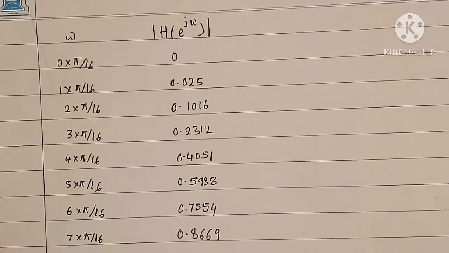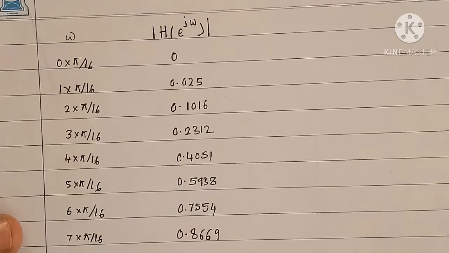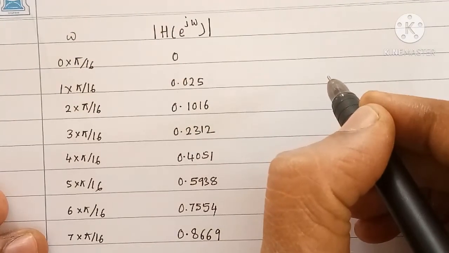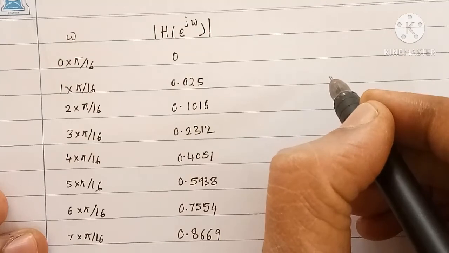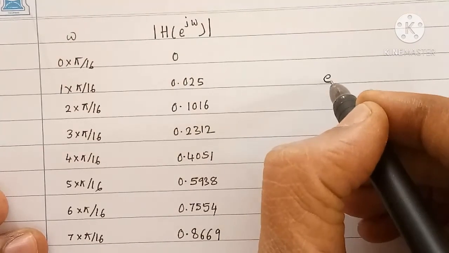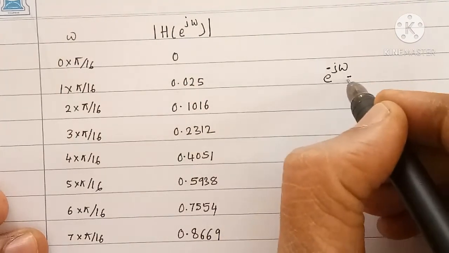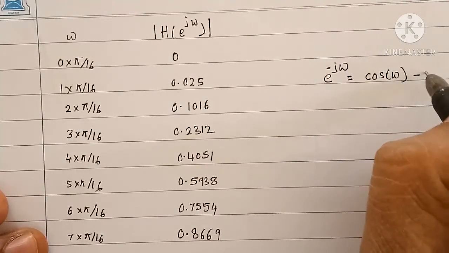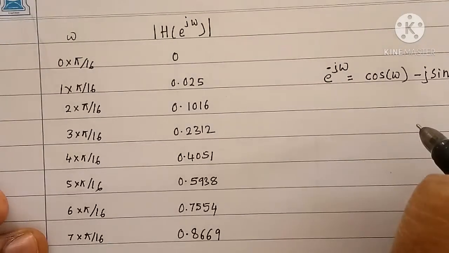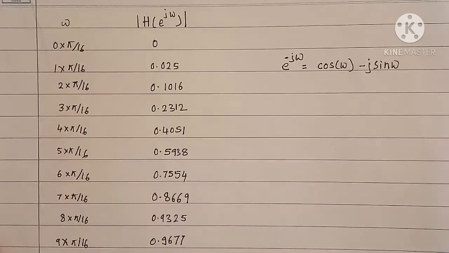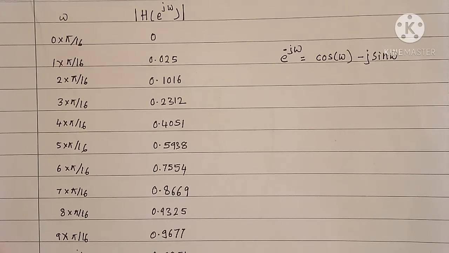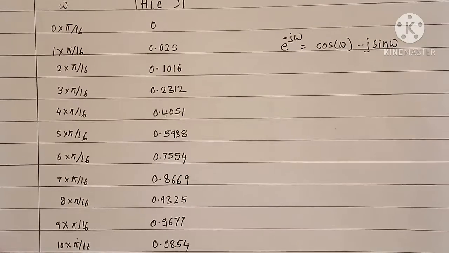I request all of you to calculate these values using your calculator in complex mode, and also I ask you to remember that while obtaining an expression for h of e raised to j omega, to substitute for e raised to minus j omega equal to cos of omega minus j sin of omega. Now have a look at these values, and by computing these values using your calculator, compare your results.